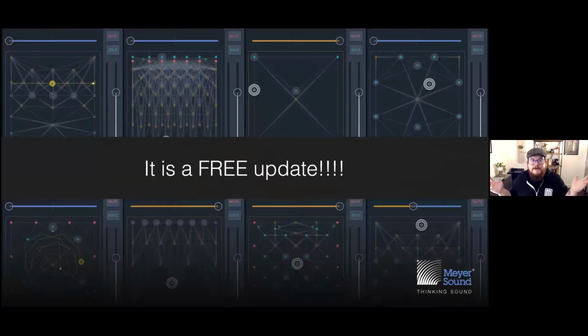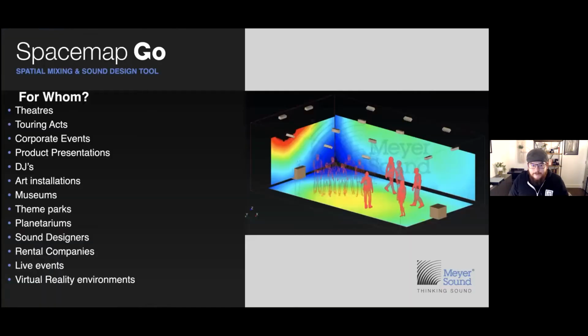Oh, and the best part about Spacemap Go is it's a free update to your Galaxy. So there's no extra cost in hardware. If you already own a Galaxy, all you need to do is update your firmware and download the iPad app. So when you think about it, there's about 4,000 Galaxies already in the world. Any one of those Galaxies can now become an immersive platform for mixing and doing live events and live mixing.